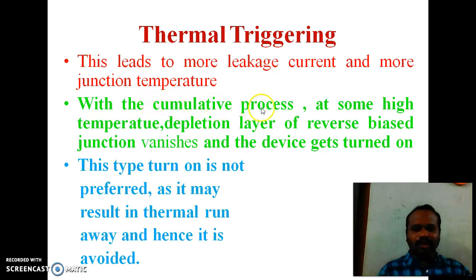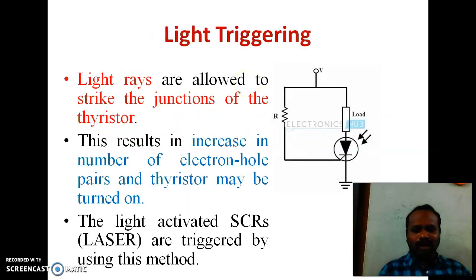So, due to this cumulative process, at some high temperature, the depletion layer of this reverse biased junction J2 will vanish and the device gets turned on. This type of turn on is not preferred as it may result in thermal runaway, hence it should be avoided.